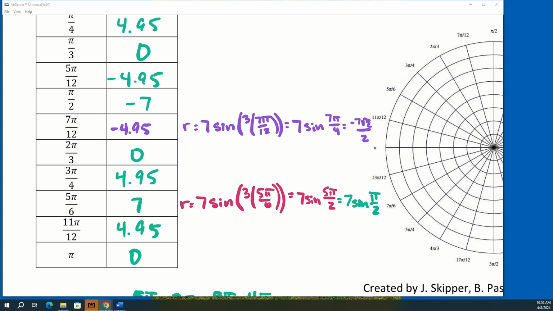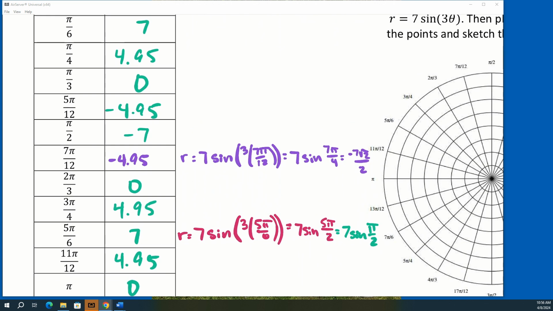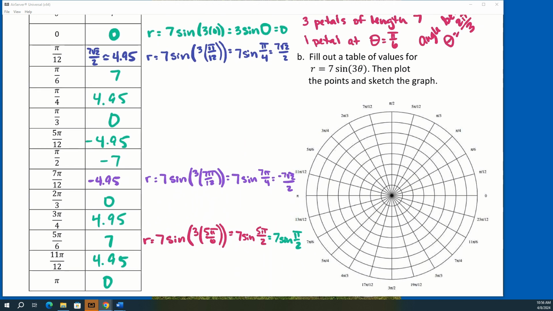Good job. All right, so everyone fill in your table if you haven't already, and then we're going to plot these points. It's going to take forever. It's okay. All right, so any of these points where the r is 0, it is going to be at the pole.